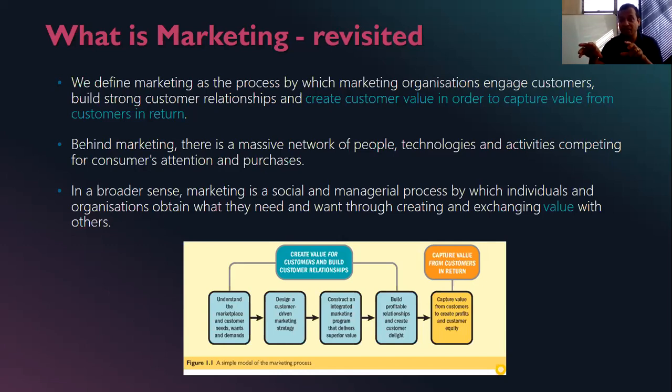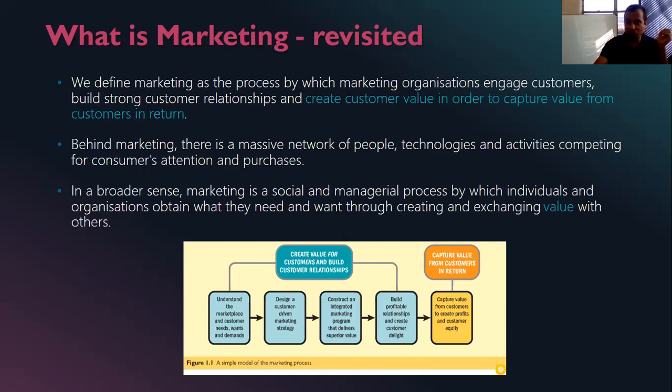Five stages are there, starting with the first, which is easy to understand: understanding the marketplace and customer needs, wants, and demands, followed by designing a customer driven marketing strategy. It's a small recap; we have seen all these five steps before. The third step is making the integrated marketing program using the marketing mix, the 7 P's or extended 7 P's, or primarily the 4 P's of marketing. Then building profitable relationships, and finally capturing value from the customer to create profit and customer equity. Some of the terms we will try to understand once again.